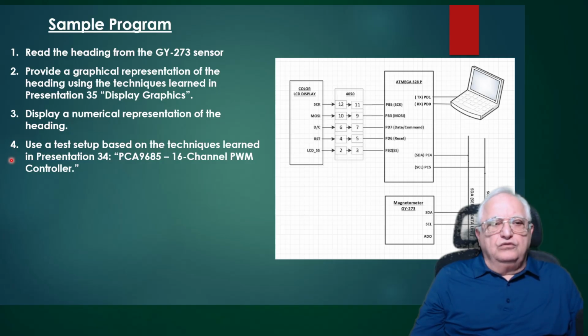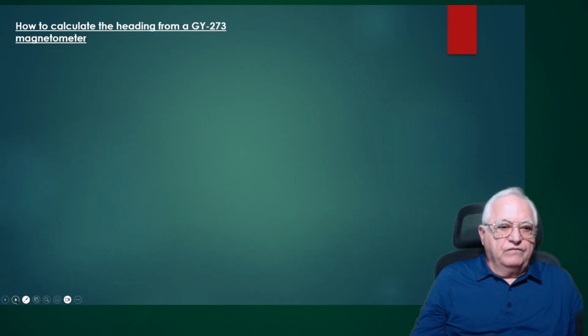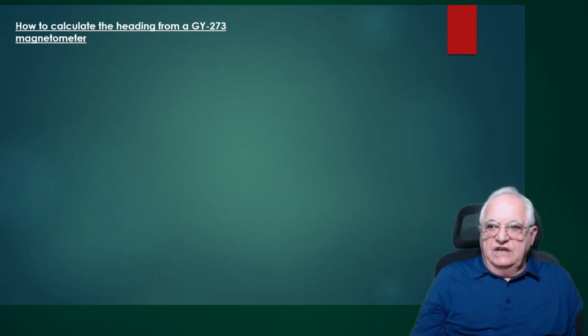Next, we're going to use a test setup based on techniques learned in Presentation 34, using our 16-channel PWM controller. The idea is that we have this thing rotate so we can see that it behaves correctly. So we're going to use what we learned in Presentation 34 to have a test rig which is going to rotate the magnetometer so we can see the output. So let's go ahead and see how we're going to do this.